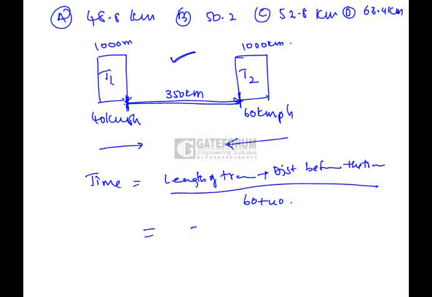Now, this equals 350 is the distance and 2 kilometers is the length of the two trains, by 100, which is nothing but 3.52 hours. So, these two trains took 3.52 hours to cross each other.